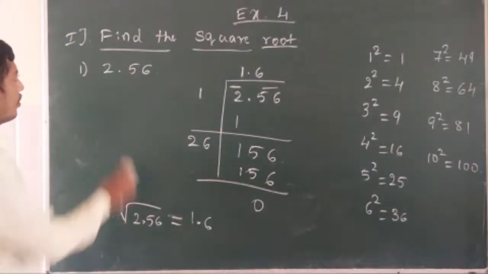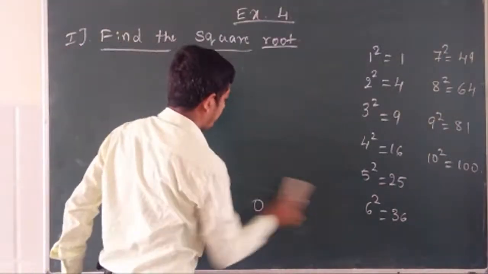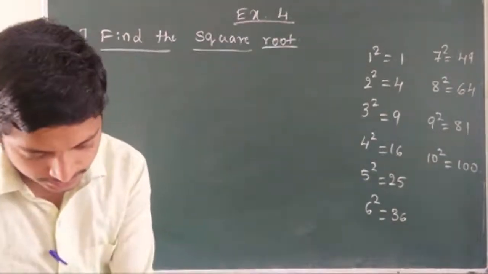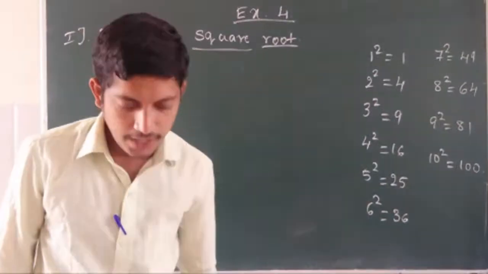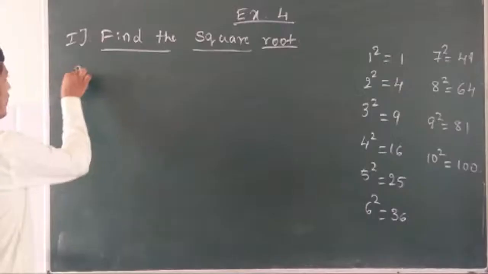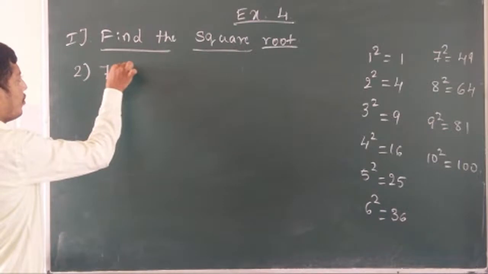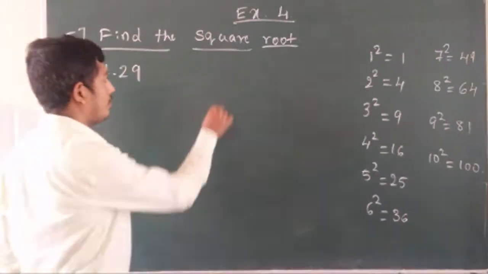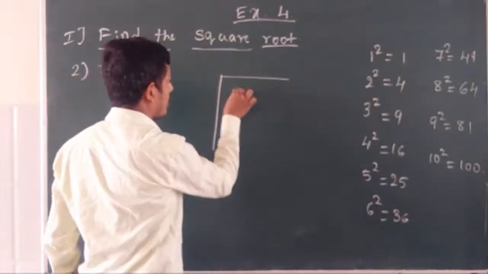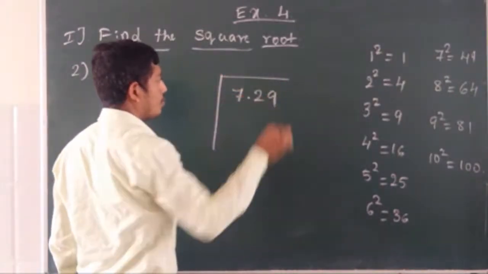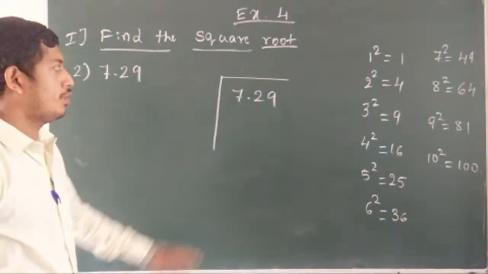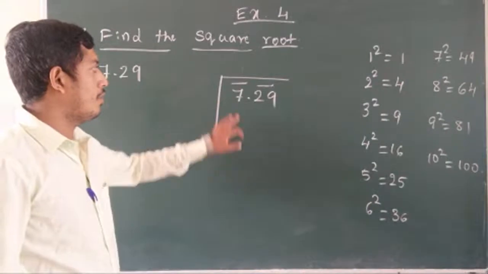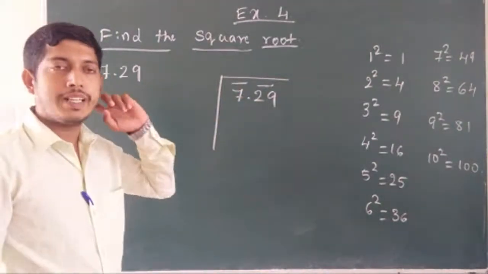Now I have solved another problem. That is 7.29. Second one, 7.29. Same steps we have to follow. 7.29. So first we have to split from the right hand side. One is 7, another one is 29.